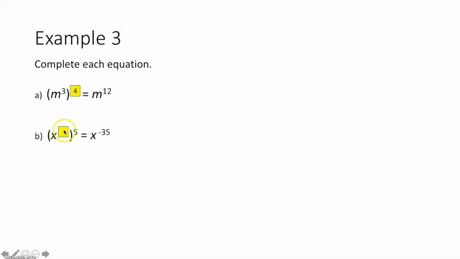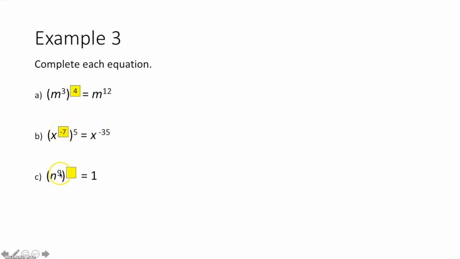Here we have x to some power raised to the 5th power has to equal x to the negative 35th power. Now again, power to a power, you multiply those two things together and it should equal negative 35. So what times 5 equals negative 35? You could guess and check, or you could just take negative 35, divide it by 5, and you get your answer here, which is negative 7.